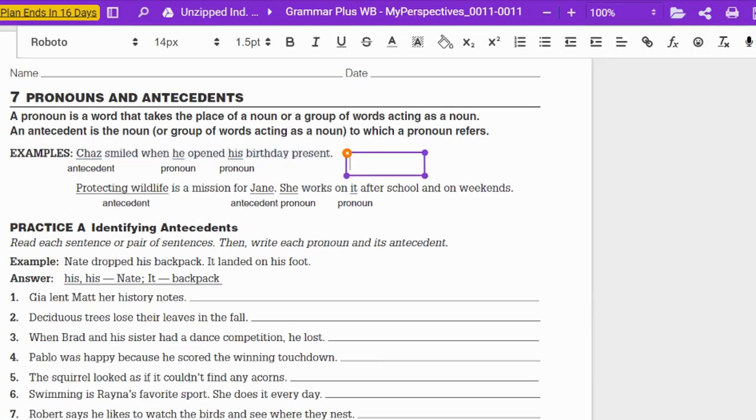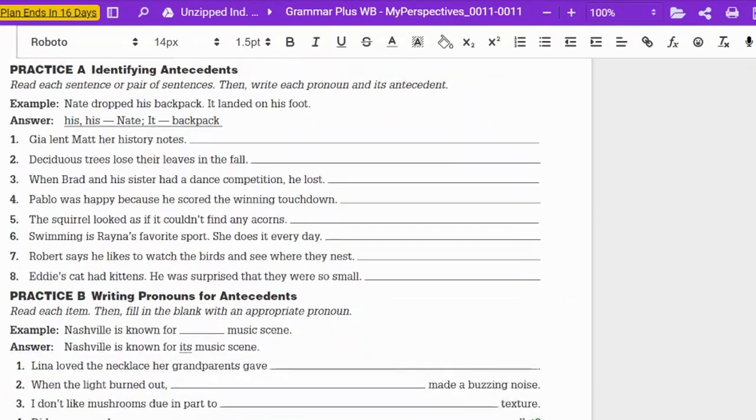Example 2. Protecting wildlife is a mission for Jean. She works on it after school and on the weekends. So the first sentence here is the antecedent. There are two antecedents here because in the second sentence, she and it are the pronouns. She refers to Jean. It refers to protecting wildlife. So notice that pronouns and antecedents can be in separate sentences.